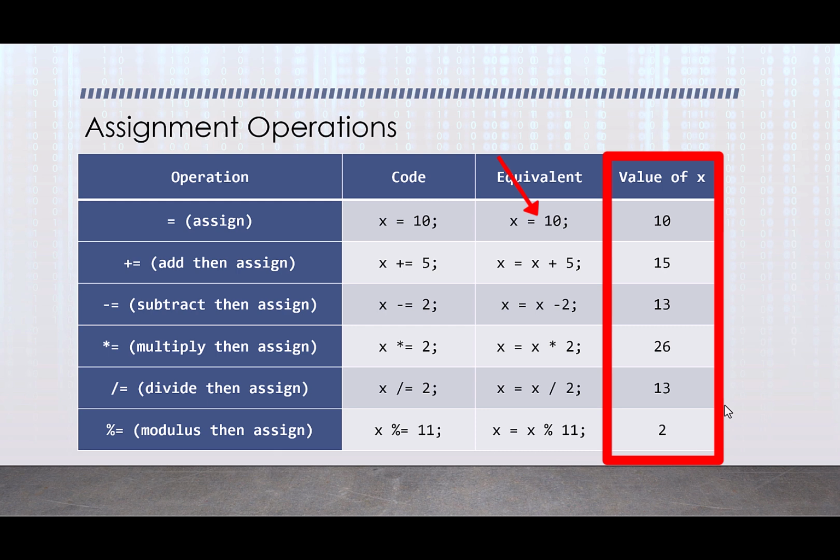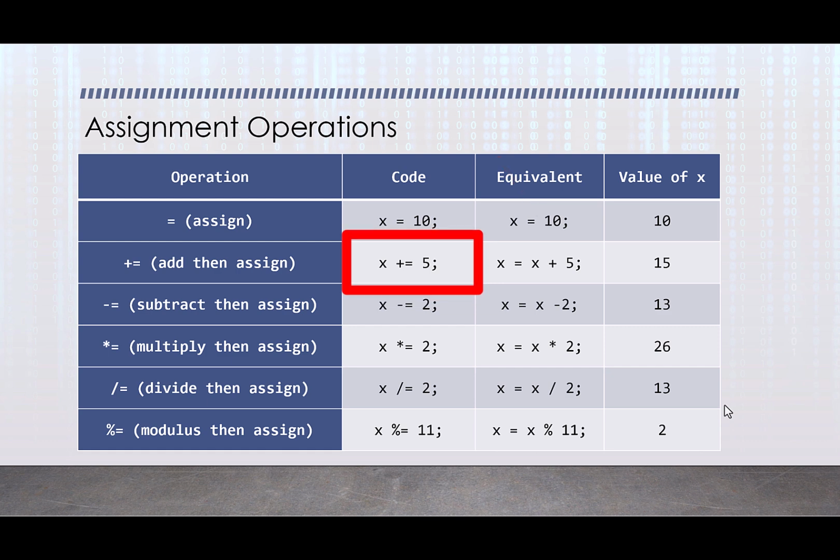Look at row 2 though, x plus equals 5. What we're saying there, look at the equivalent column there for that, x equals x plus 5. That's a valid line of code. And it's the same thing as the one right before it there, x plus equals 5. What we're saying is take x and set it equal to whatever x already is, so 10, and then add 5 to it. And so that's the new value, 15.